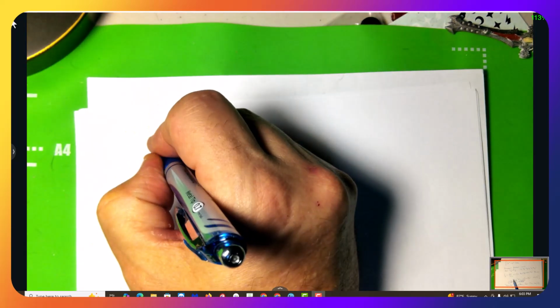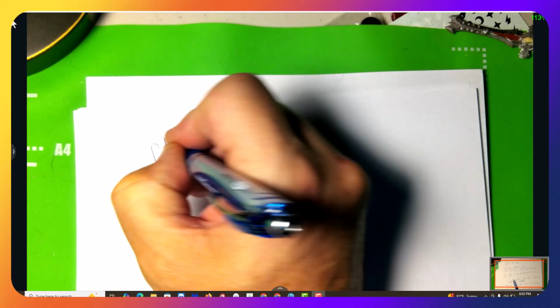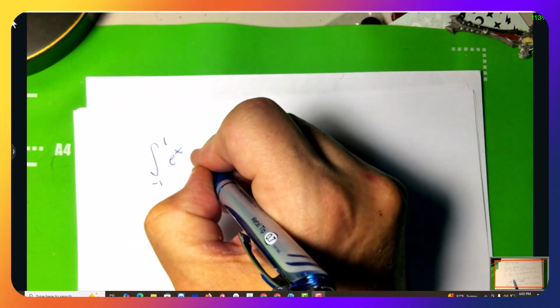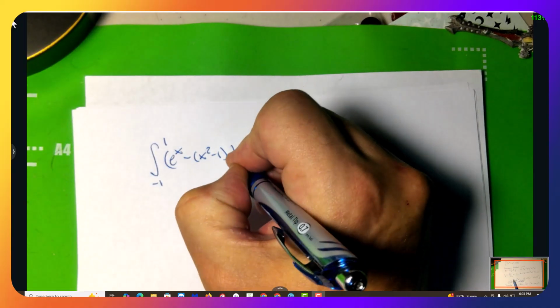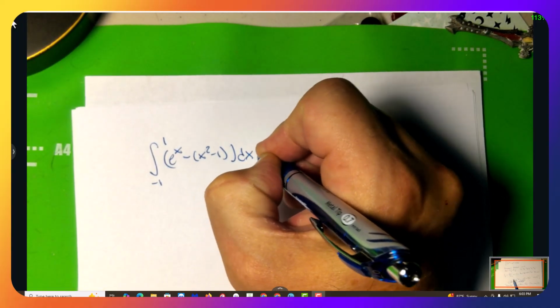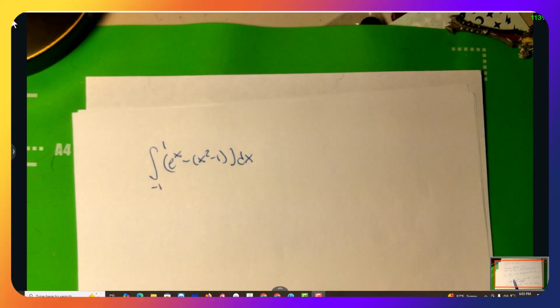This is a continuation of the very last video. In the very last video, we found the area between e to the x and the parabola x squared minus 1 from negative 1 to 1. And when we did that, we came up with some very interesting things. Now, we did it all by hand, and we came up with the numbers. I'll do that in a second.